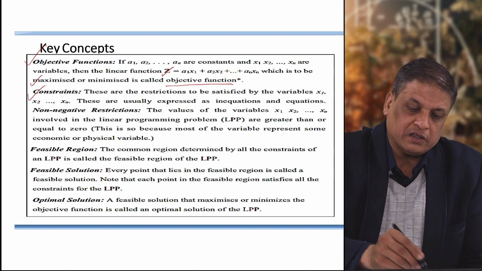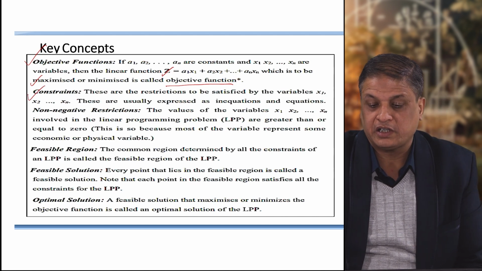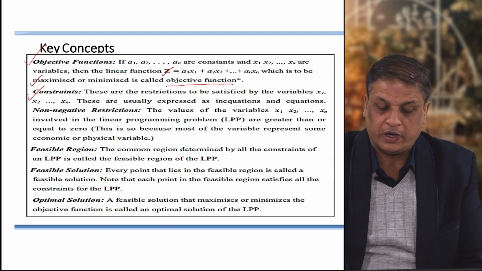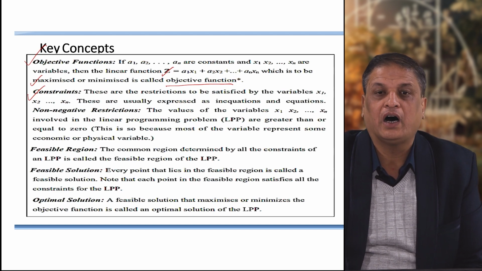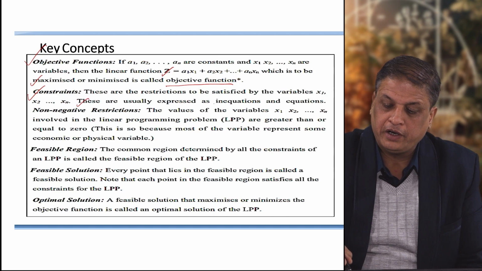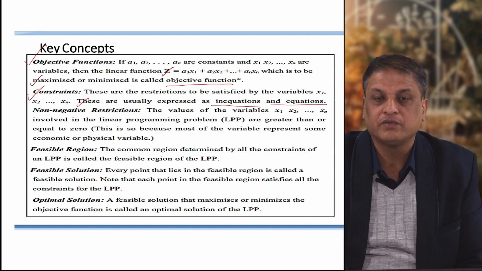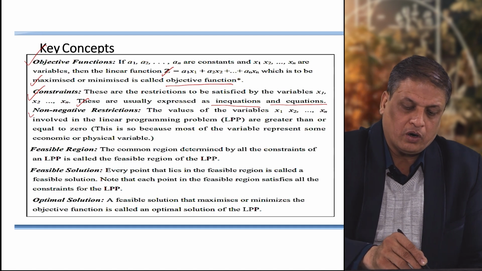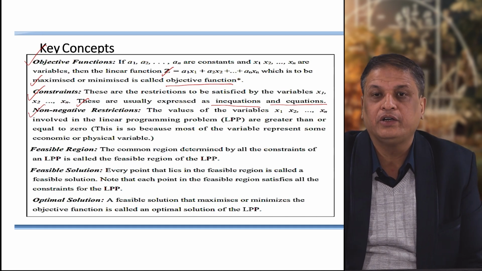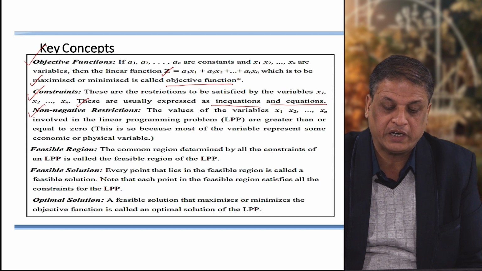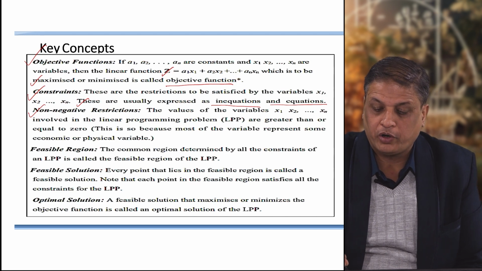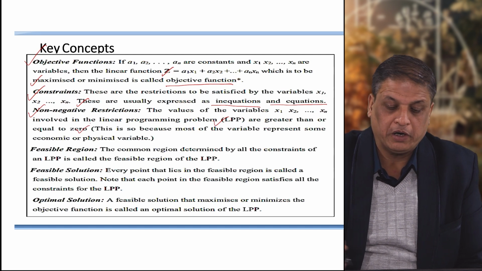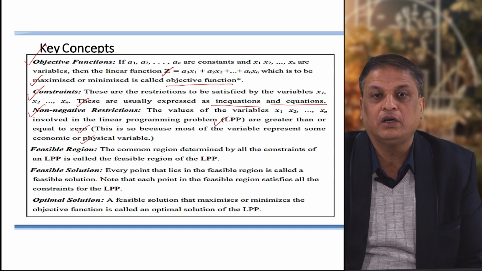Now, what do we mean by constraints? Constraints are the restrictions that are to be satisfied by the variables x1, x2, x3 up to xn, and they are expressed by inequalities and equations also. And as I already said, there is a non-negative restriction which says that the values of the variables x1, x2, x3 up to xn involved in the linear programming problem should always be greater than or equal to 0, because these variables represent some economic or physical quantity.